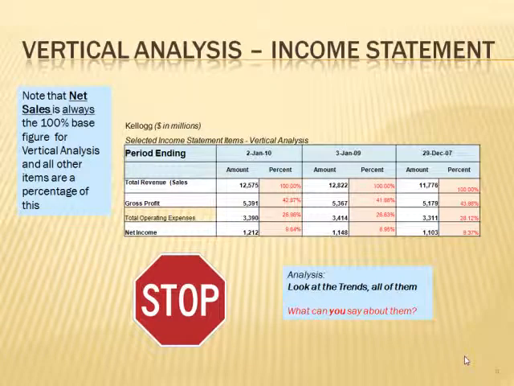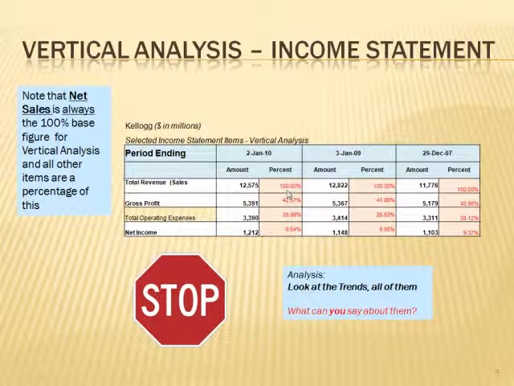So let's show an example. Let's start with Kellogg's again. Let's look at the income statement. We have same periods, fiscal year 2009, 2008, and 2007. So let's look at these trends. Now before we do that, let's point out that each of these years stands alone as a vertical analysis.